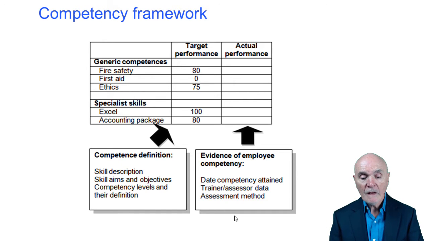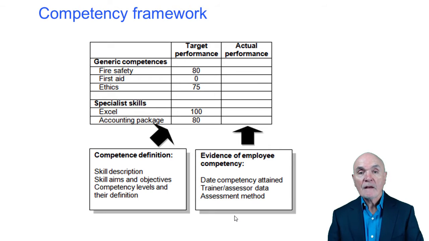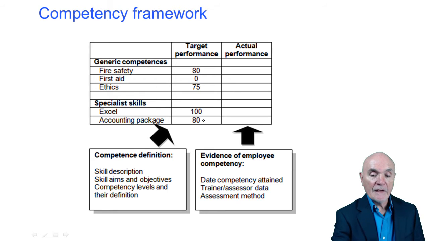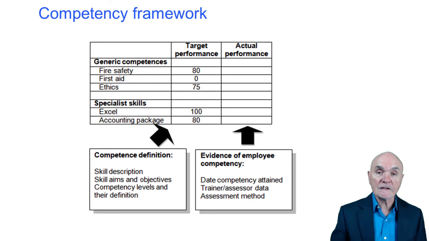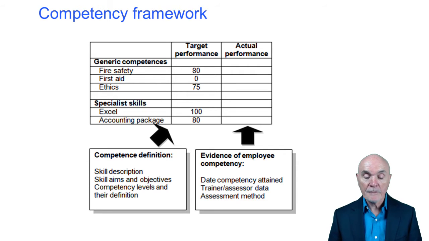So here, for example, we have certain generic competences, general competences, fire safety, first aid and ethics, and then we have a couple of very specific competences here. How good you are at using Excel, how good you are using the accounting package. And here's the target performance. This obviously indicates that this person has got no role to play in first aid. That's presumably been taught to several other people in the office, so we don't need to learn it at all. We need very high ability in Excel, reasonable ability in the accounting package.